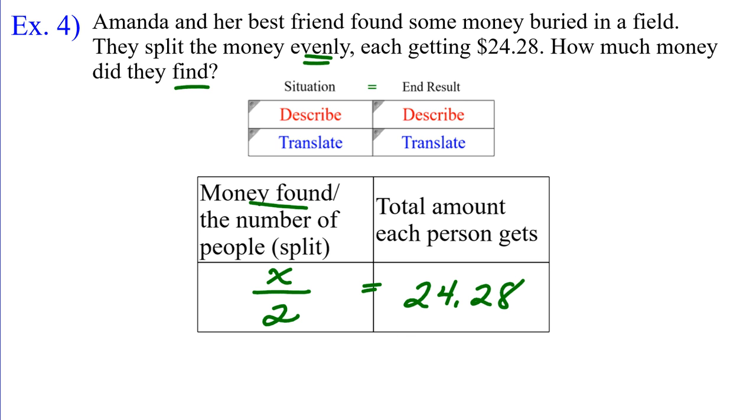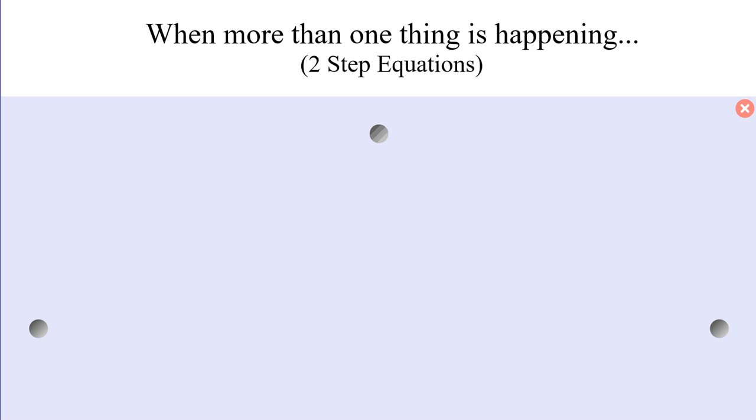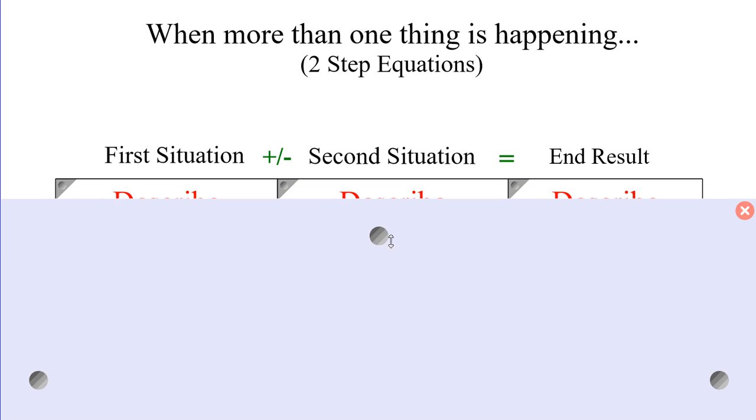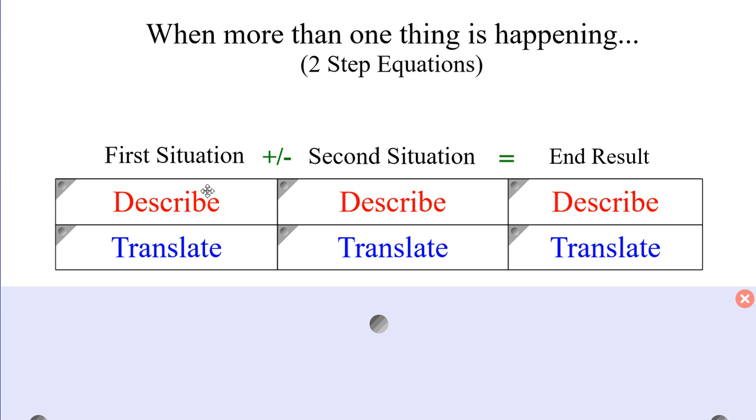And it's pretty straightforward. Now, what gets interesting and actually even easier is doing it when more than one thing is happening. In other words, a 2-step equation. So our boxes are a little bit bigger. Same idea though. First situation, we're going to add or subtract. The second situation is going to equal the end result. So very similar to the 1-step adding and subtracting.